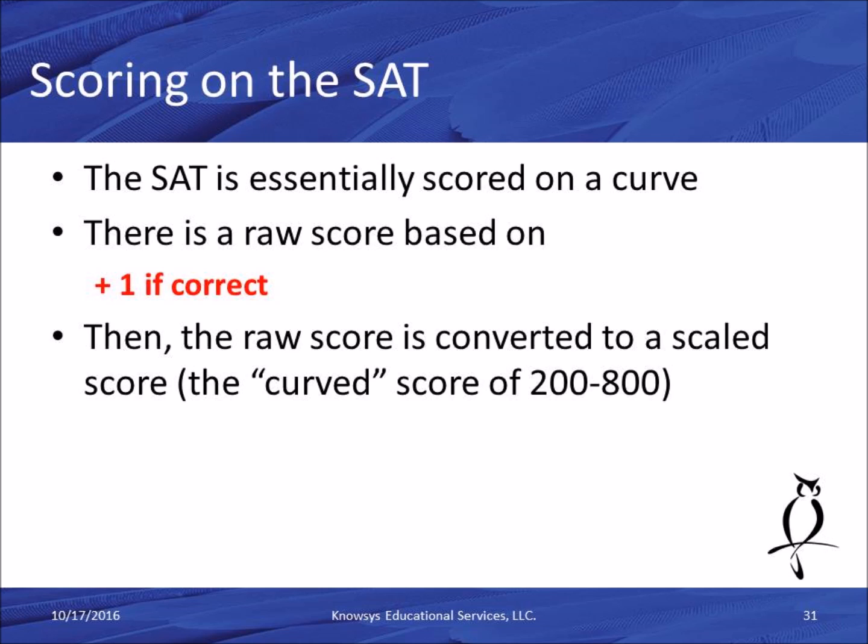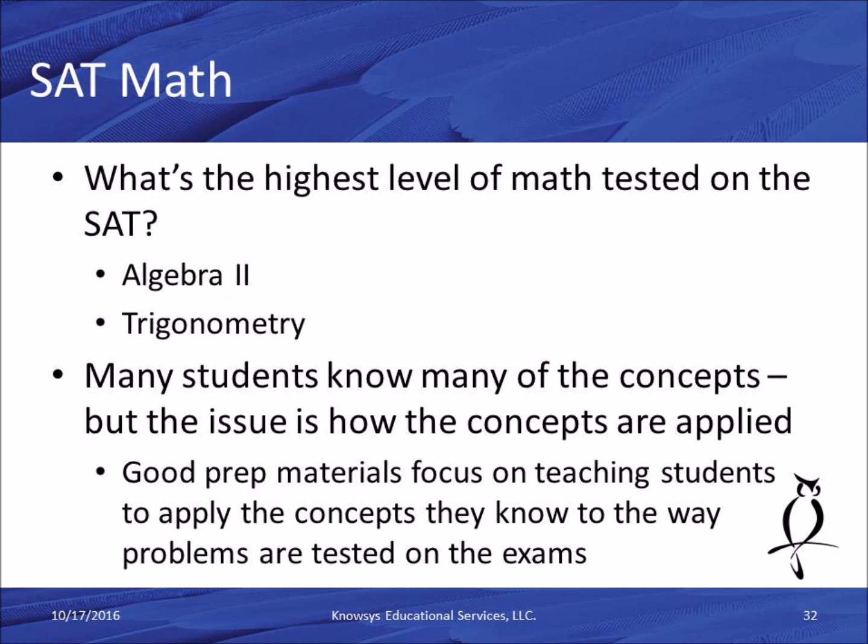And of course, there was no wrong answer penalty, so it's just how many did you get right. Then they take that raw score and convert it to the scaled score, the curve score of 200 to 800. That becomes your SAT score. Okay, so what's the highest level of math that's tested on the SAT?